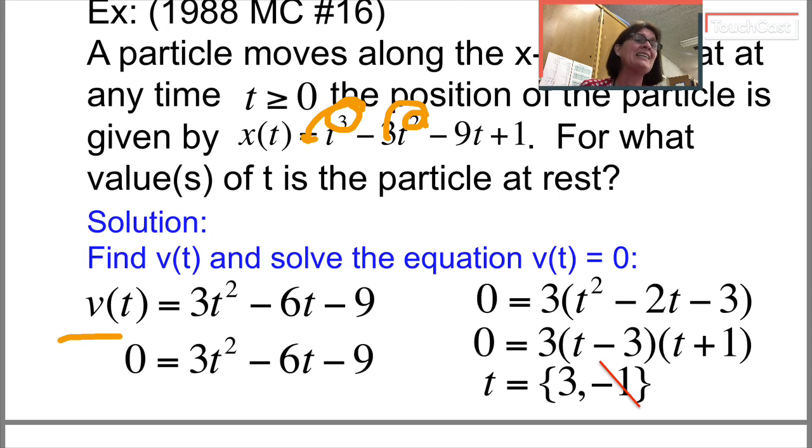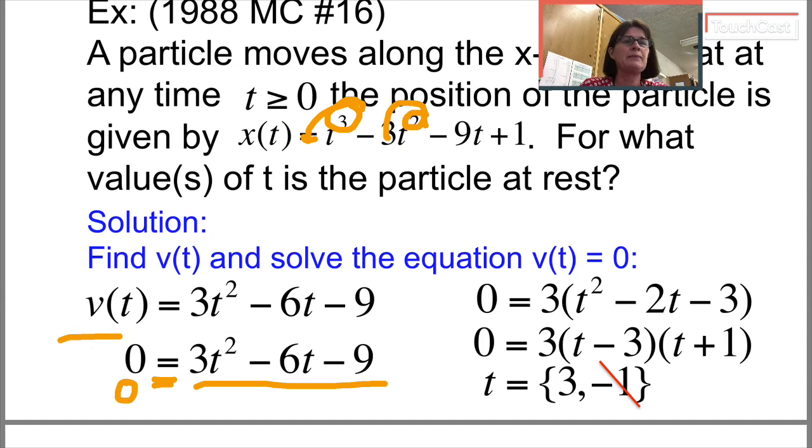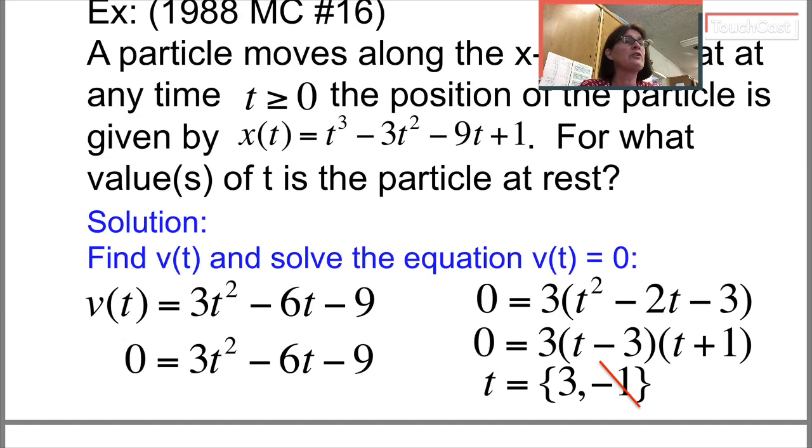I decided that my particle is going to be at rest when the velocity equals 0. So that's why I've written this equation here: 0 equals 3t squared minus 6t minus 9. Now I notice the degree of that equation is 2, and I solve degree 2 and higher equations using the zero product property. That means I want to factor and cancel. So here I've factored out the common factor of 3.